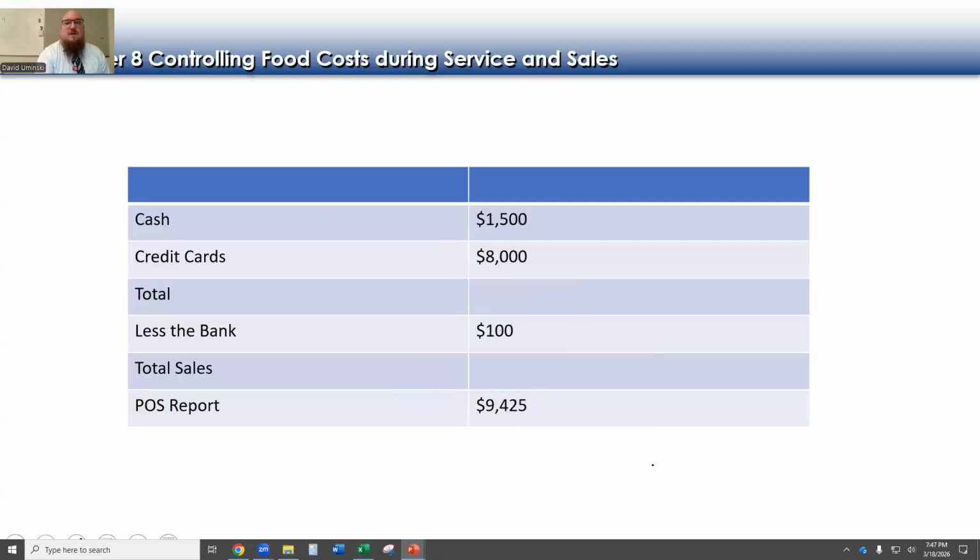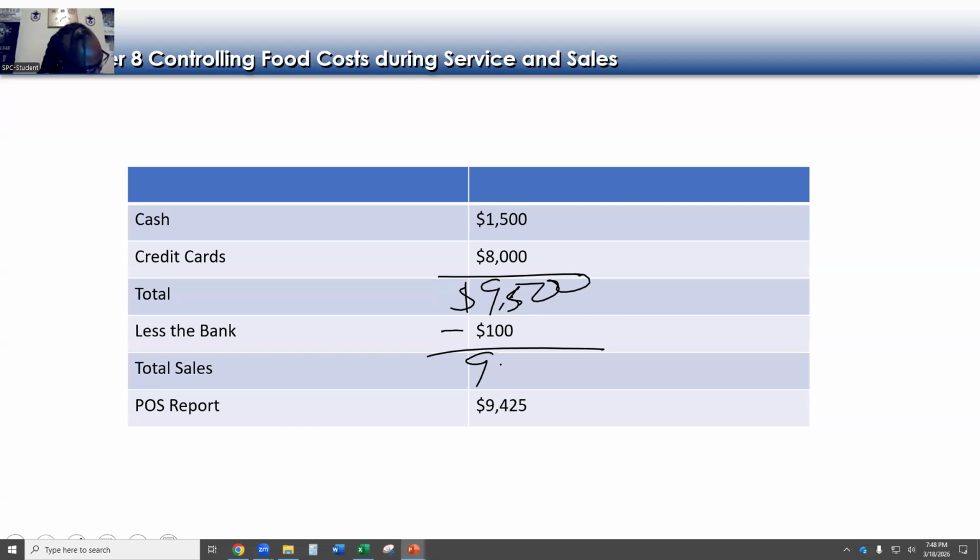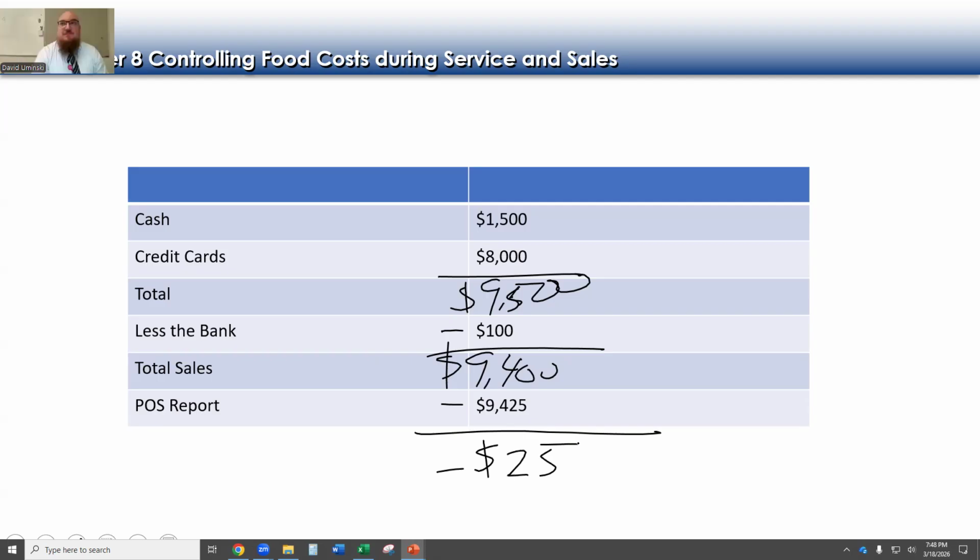Okay, how about this one? 9,500 again. This time we only have $100 in our bank, so we subtract that to get 9,400. There we go. Okay. We subtract this, and what is our shortage? $25. Ooh, we're $25 short. That's a huge issue. We'll talk about that in chapter 10. That's our cash, that's our revenue. We got to figure out why we're short $25. Okay. We have to do this report every single shift, every single time.